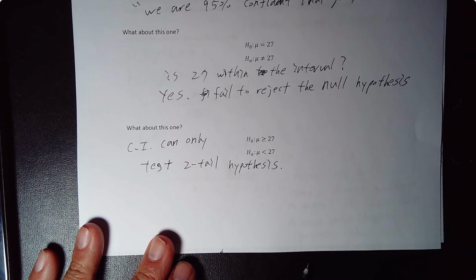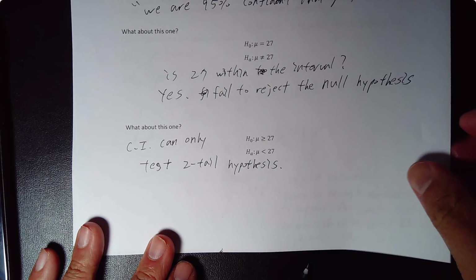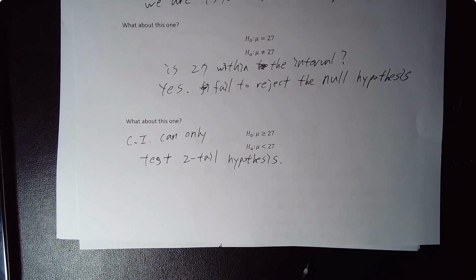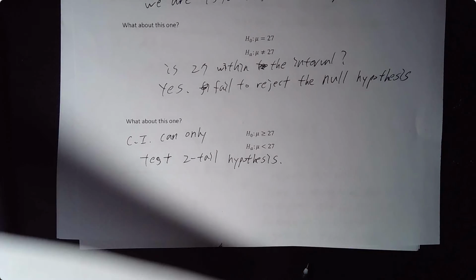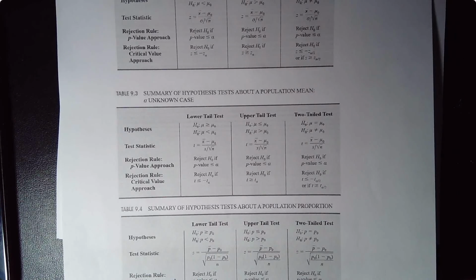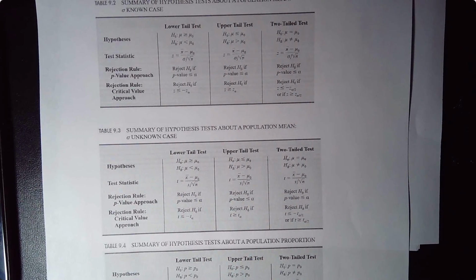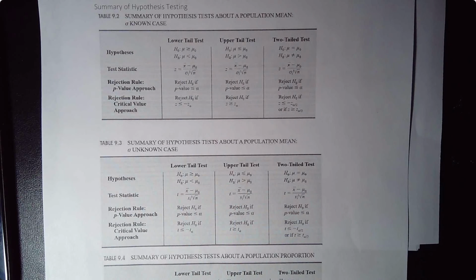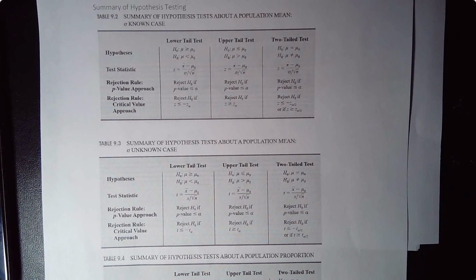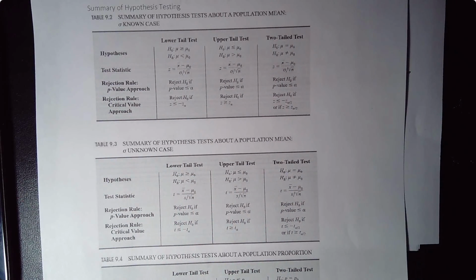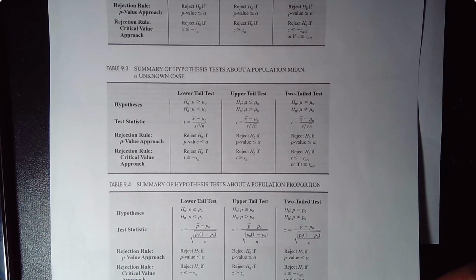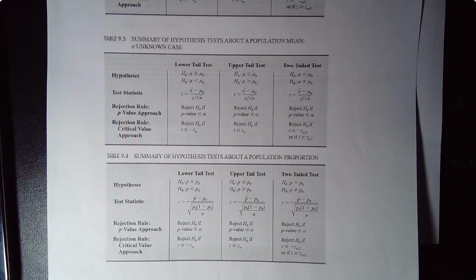Okay, so that is all. Just a note: at the end of handout 9.2, this is a copy from the textbook. It gives you a very nice summary of different hypothesis tests and different scenarios. All of the formulas are in this part, which is on the last page of your handout.